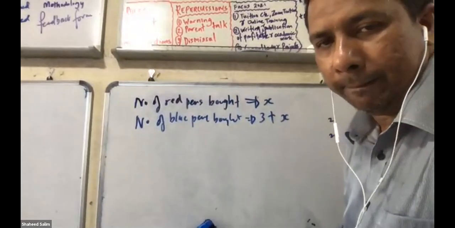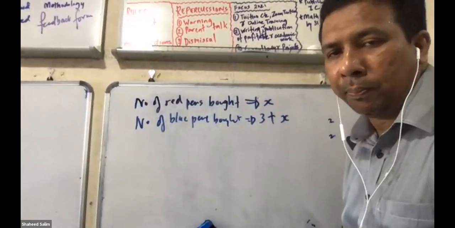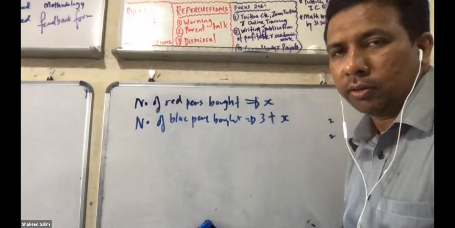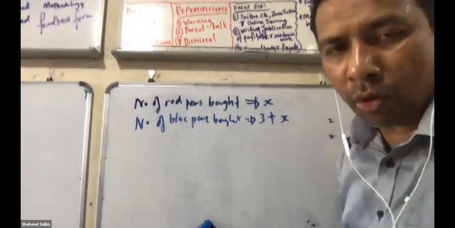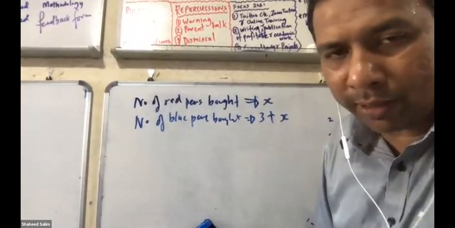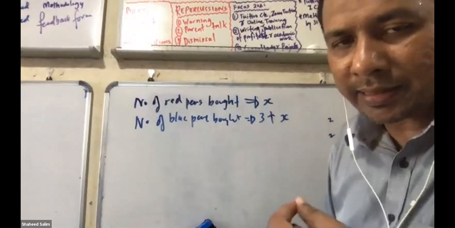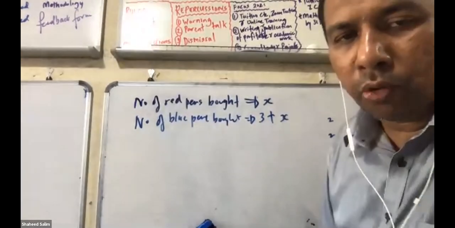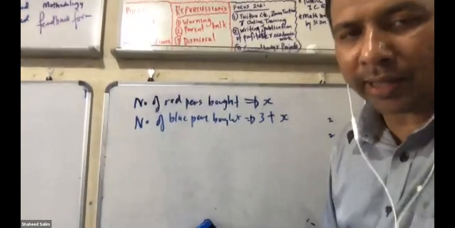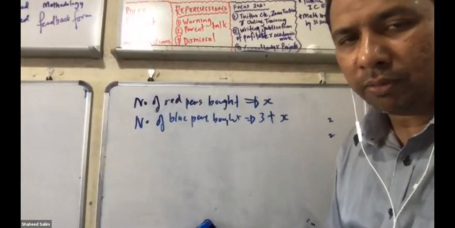Is that okay? Because they say there are 3 more blue pens bought than red pens. So red pens, if you look at question A, there's X. X is the number. So blue pens is 3 more than X. So 3 plus X.